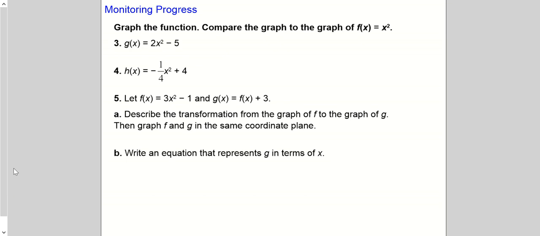Here's some more examples to give a try to. Just want you to compare. You're comparing them to x squared. What does the 2 do? What does the minus 5 do? This next one has 3 transformations. The negative does something to the graph, and then multiplying by 1/4 and adding 4. There's 3 things we have to do. So this is putting together information we learned in lesson 8.1 and in 8.2.